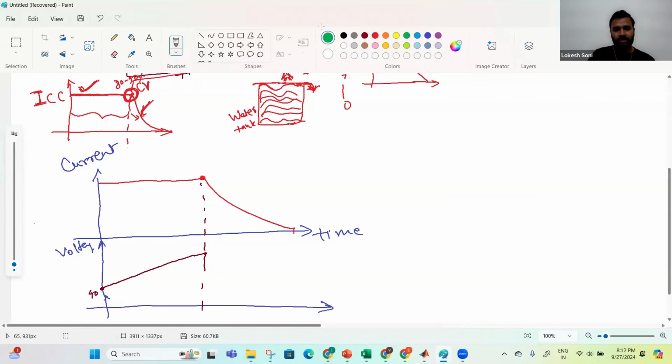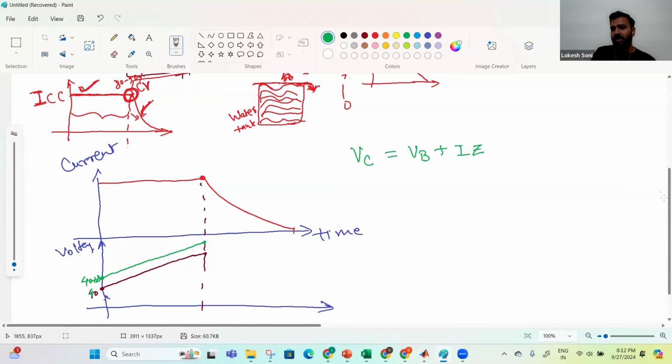We'll start with charger voltage. The charger voltage would always have some extra voltage over the battery voltage, so it would be 40 plus some delta. Charger voltage would start like this. It would charge, and it is increasing because V of the charger is equal to V of the battery plus I into the impedance drop.